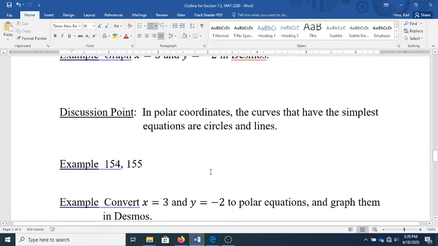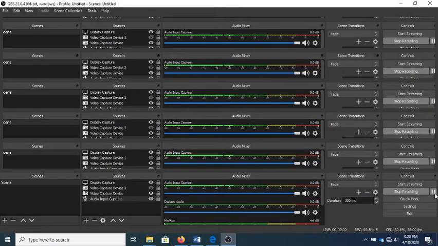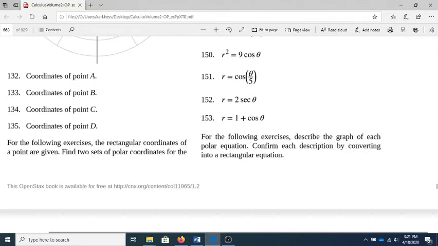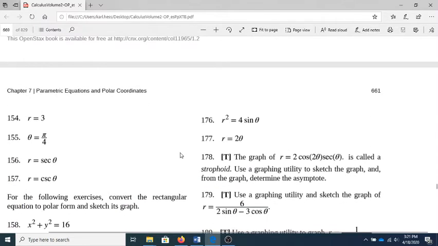Okay, what did I say to graph here? I said do problems 154 and 155. Let's have a look at those. They're examples of what I'm talking about. Alright, here's problems 154 and 155 in our book. The directions are on the previous page. They say for the following exercise, describe the graph of each polar equation, confirm each description by converting into a rectangular equation. Alright, well let's start with 154, r equals 3.